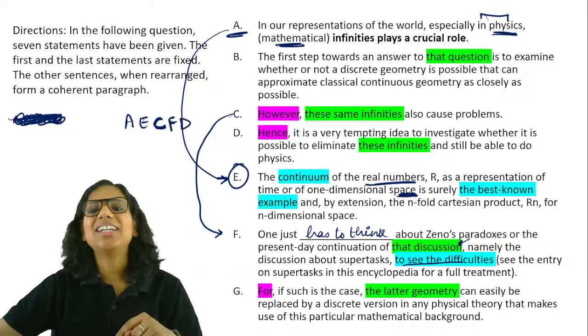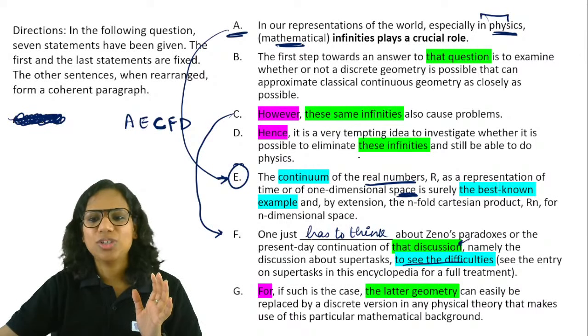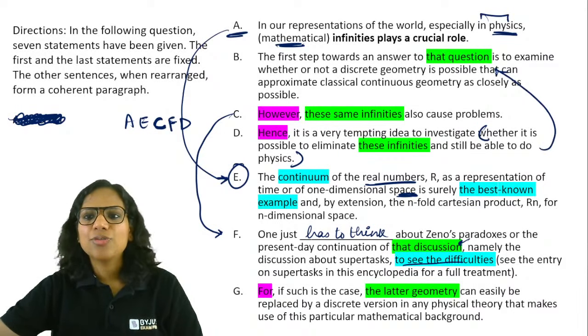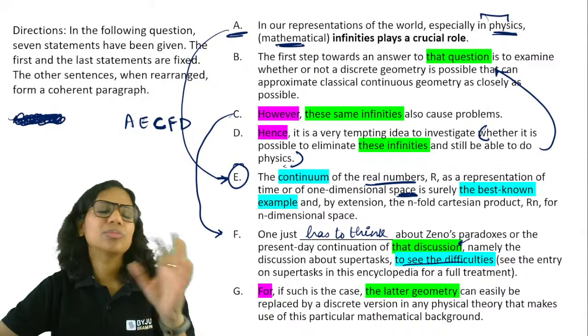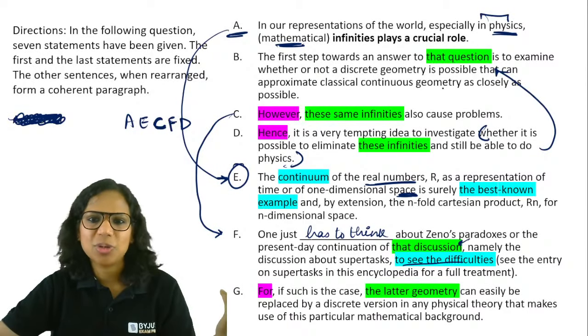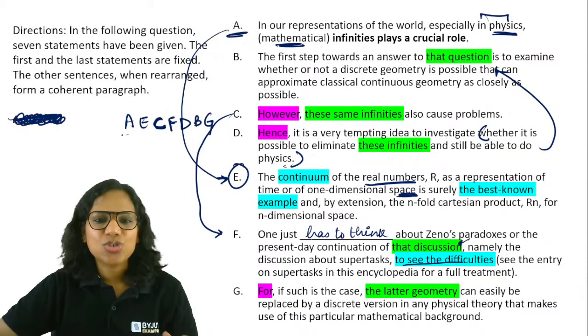Hence, it is a very tempting idea to investigate whether it is possible to eliminate these infinities and still be able to do physics. So this is the question here. Whether it is possible to eliminate these infinities and still be able to do physics. The first step towards an answer to that question, which question? This question here. Okay, is to examine some aspect of geometry. Again, I don't know what is discrete geometry, what is classical continuous geometry. Right? So I hope this makes sense to you.